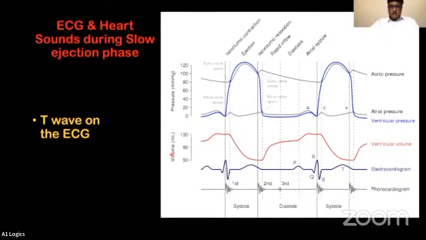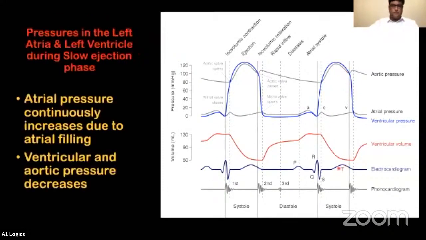Yes, we do see the T wave. This T wave is in the later part of the ejection phase, which is called the slow ejection phase. Though the blood is being ejected, it is not as much as in the rapid ejection phase, but slowly the momentum of blood keeps it going. That is during the slow ejection phase. So we see the T wave on the ECG.